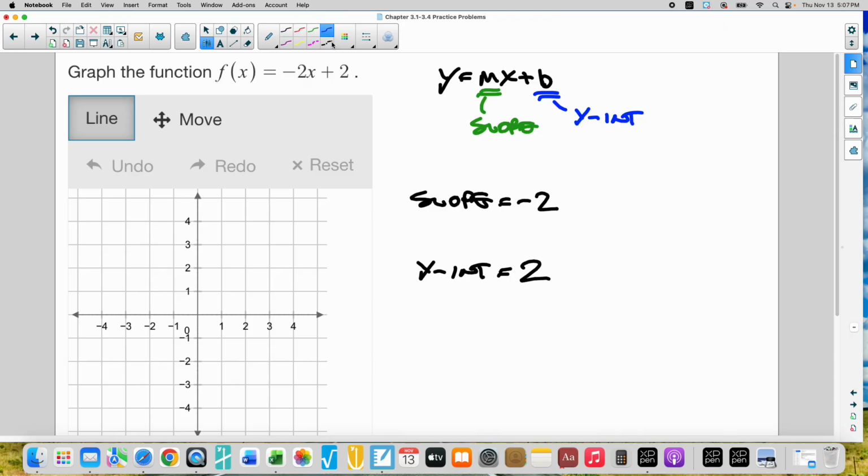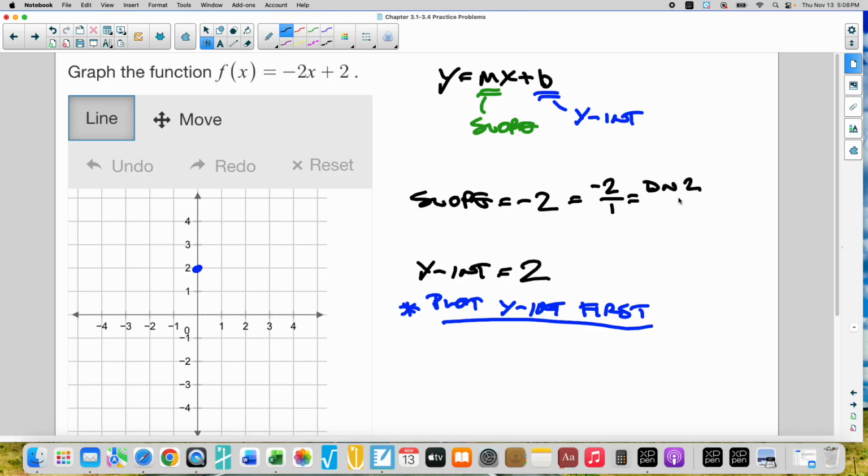We always plot the y-intercept first. You have to plot the y-intercept first. So the y-intercept is 2, so we make a point on the y-axis at 2. And now we're going to use our slope, which is -2. What is -2 as a fraction? -2 over 1. And -2 means down 2. And +1 means right 1.